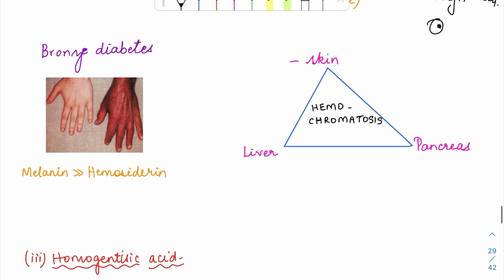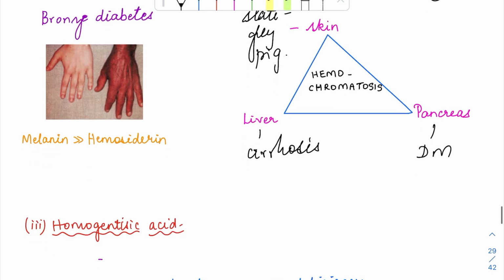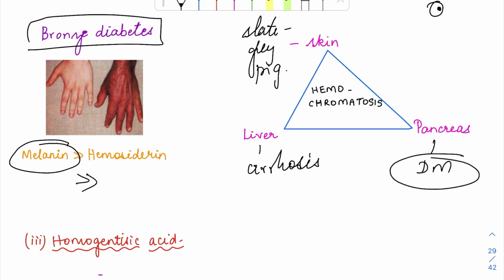Other than that, there is hemochromatosis. So hemochromatosis is an inherited iron overload disease. So it is an autosomal recessive disease which involves the skin, liver and pancreas. In liver, it is going to cause cirrhosis, and in pancreas, it is going to cause diabetes mellitus, and in skin, it is going to cause a slate gray kind of pigmentation. So this pigmentation is usually because of hemosiderin, but mostly it is because of melanin. So melanin more than hemosiderin is the cause for the slate gray pigmentation which we see in hemochromatosis. And this is usually called bronze diabetes, since it is associated with diabetes mellitus.